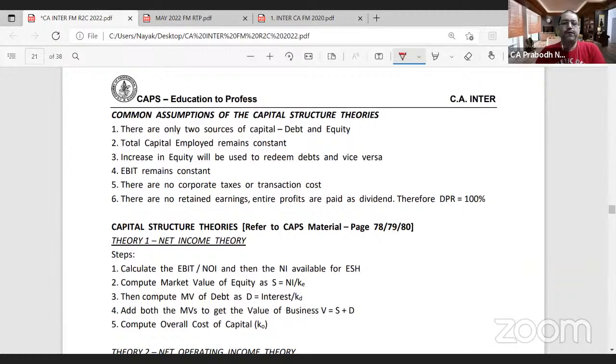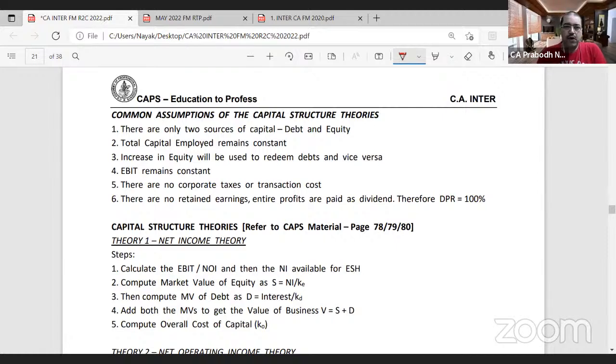Balance sheet items. First, we said that there are only 2 sources of capital: debt and equity. Second, the total of debt and equity always remains constant. Capital employed remains constant. Third, because of the first two, that there are only 2 sources of finance and the total remains the same, if one increases, the other has to decrease. So if equity increases, debt has to decrease, and vice versa. So these 3 points are related to balance sheet items.